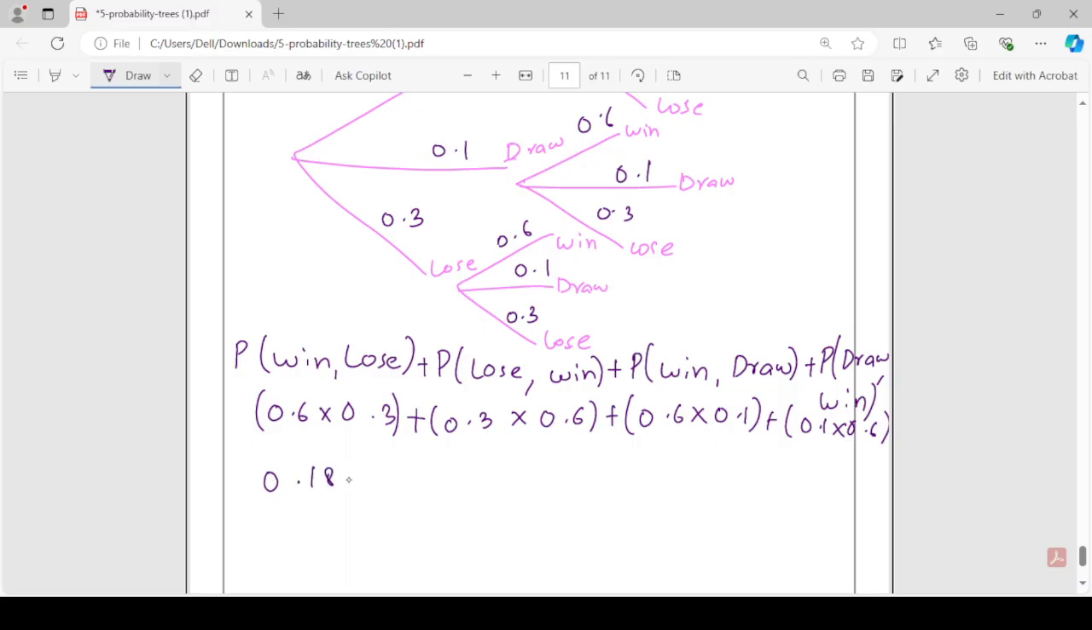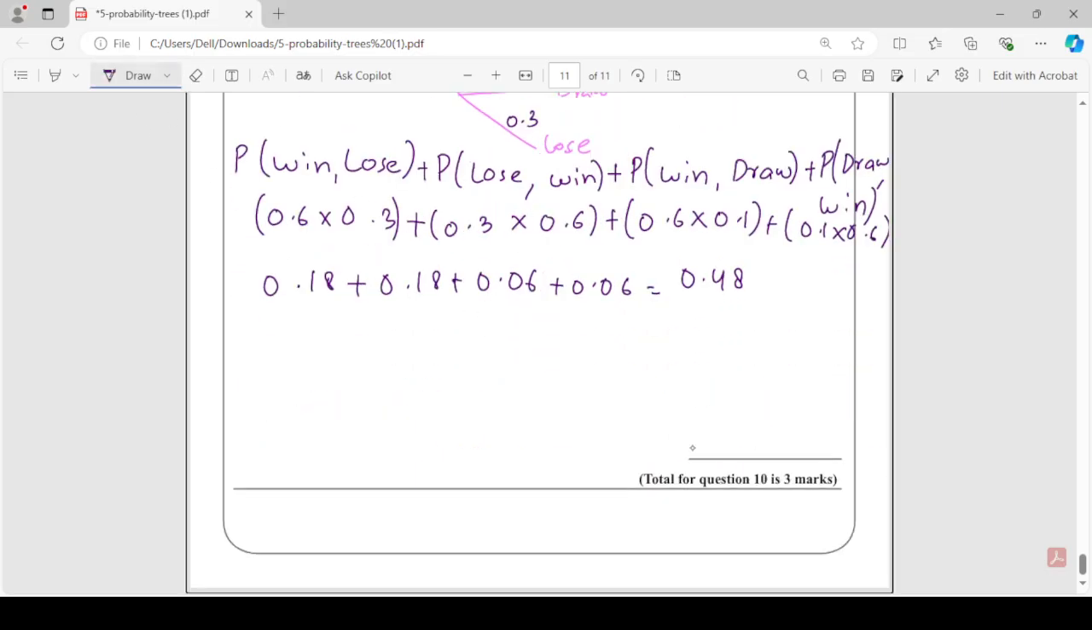So 0.18 plus 0.18, 0.1 times 0.6 is 0.06 and 0.06. If I add all of them together, it's 0.48. And that was the last question of the spreadsheet.